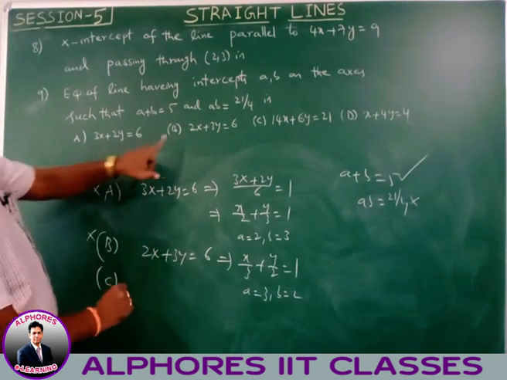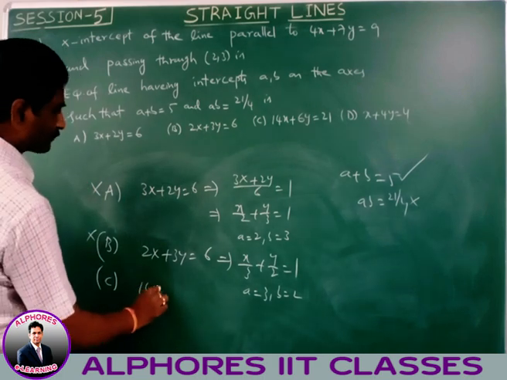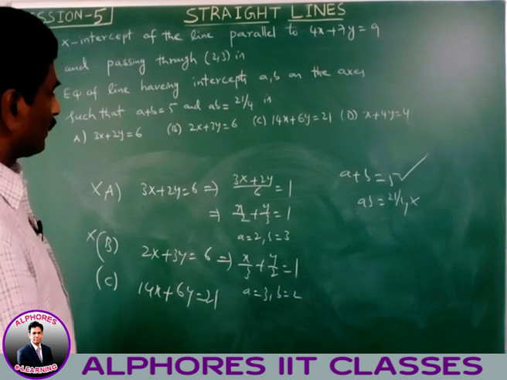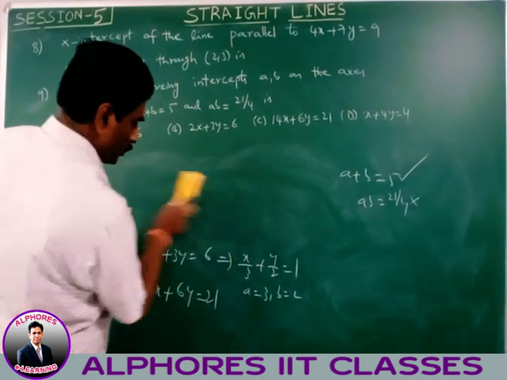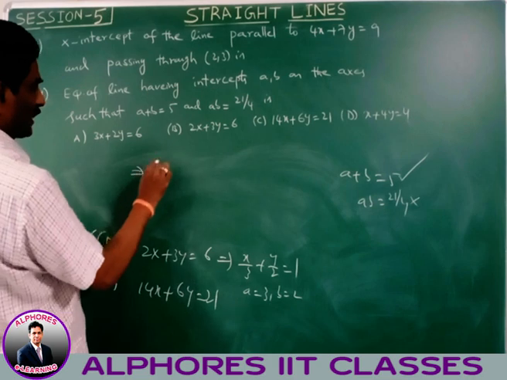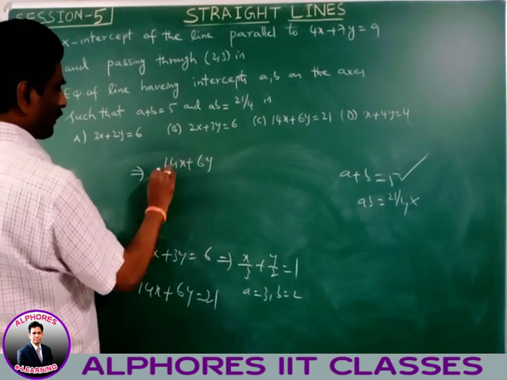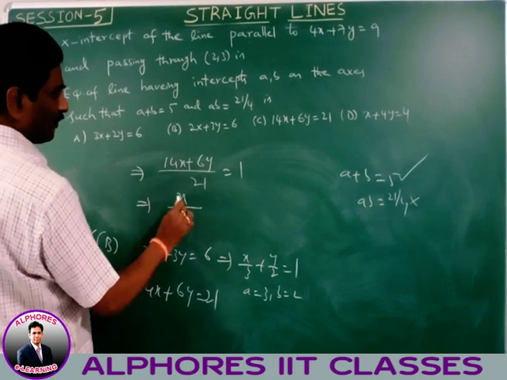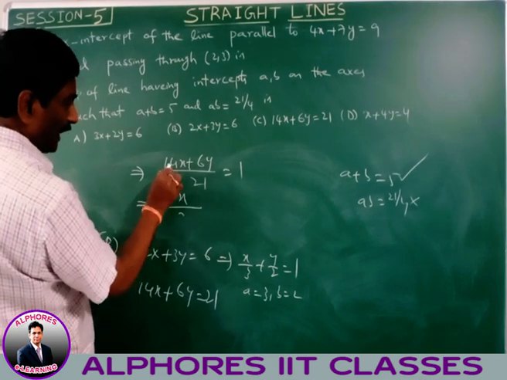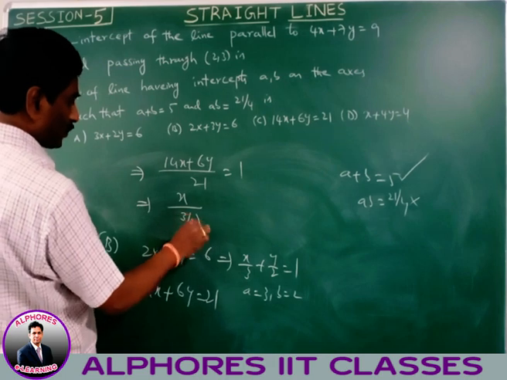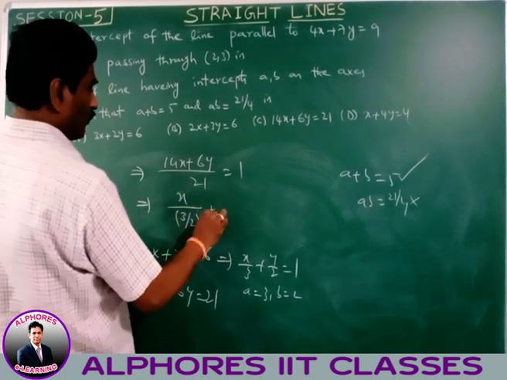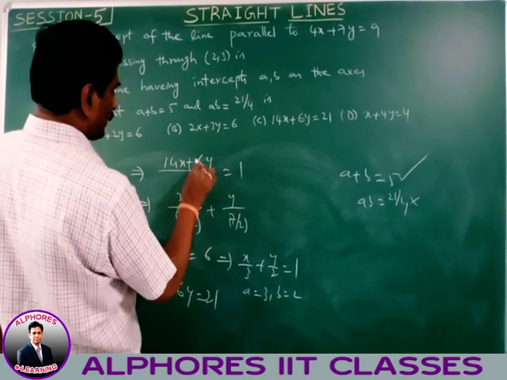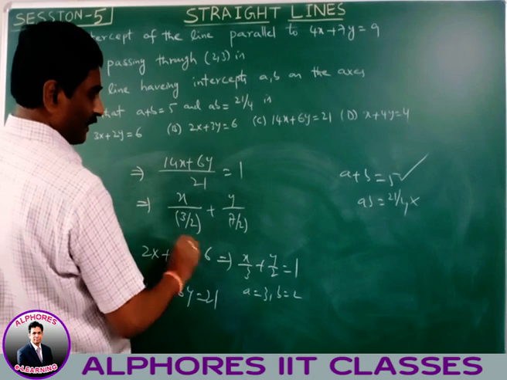Next, option C. What is option C? 14x + 6y = 21. By dividing on both sides by 21, it can be reduced into (14x + 6y)/21 = 1. Next, after simplification, x by 21/14, that means 3/2. 7 table cancel. Next, y by 7/2. Here, 3 twos are 6, 7 twos are 14, and it is x/(3/2) + y/(7/2) = 1.